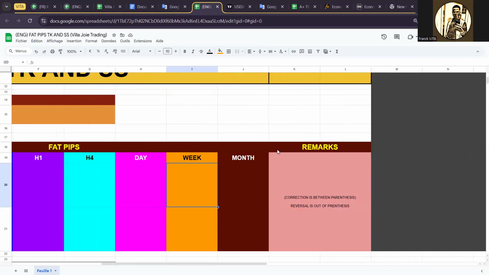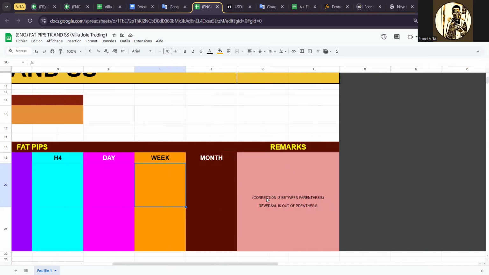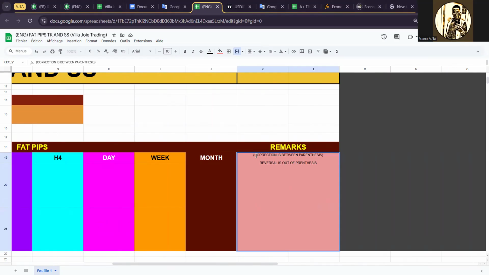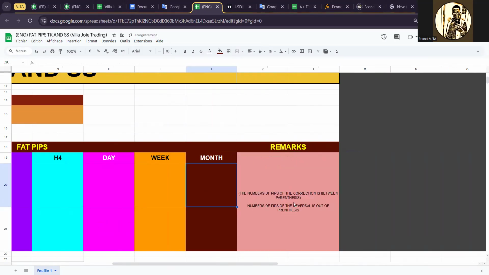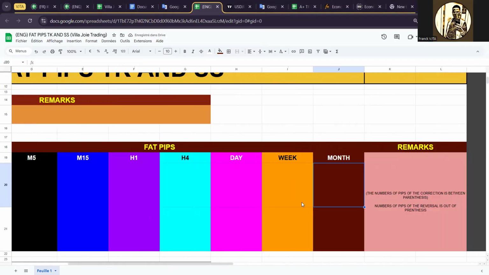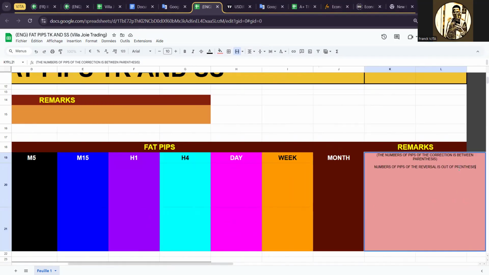We need it. So every number of pips of the correction will be in between parentheses, and the numbers of pips of the reversal will be out of parentheses. So out of brackets.